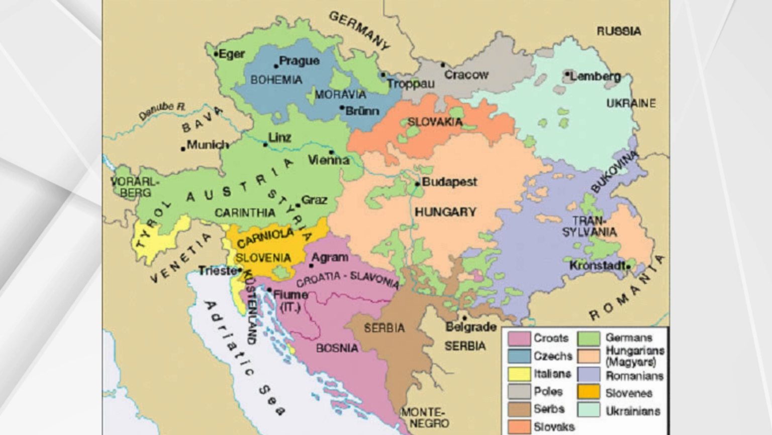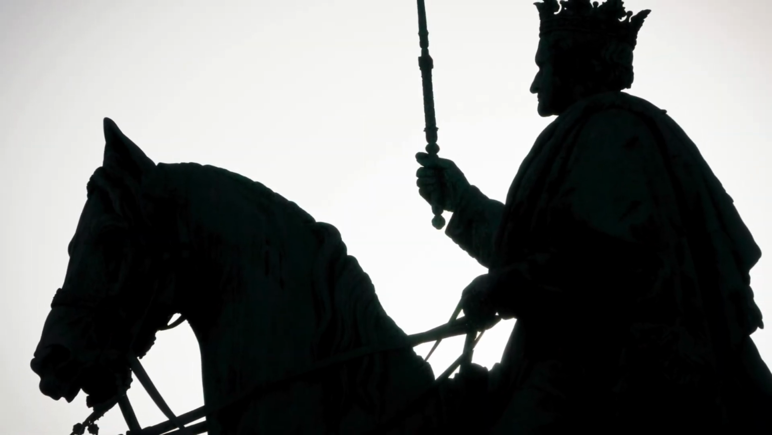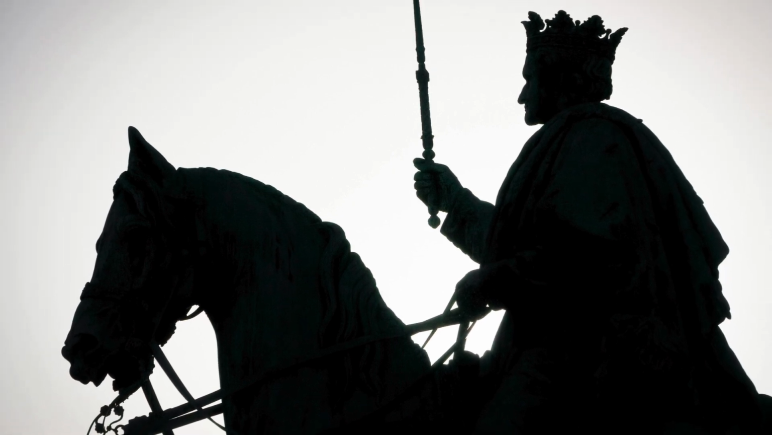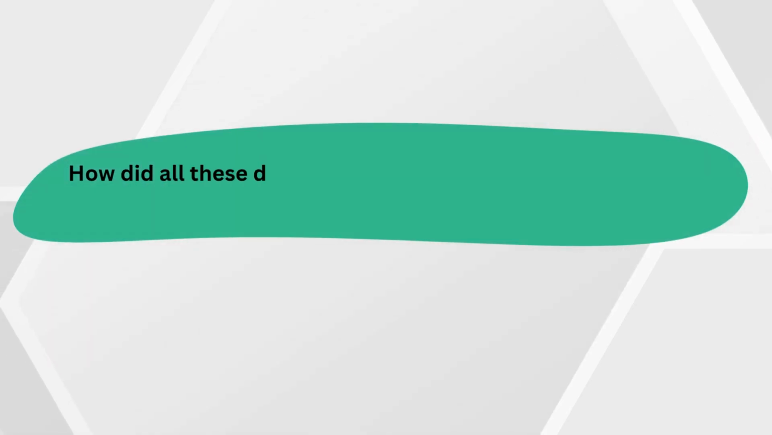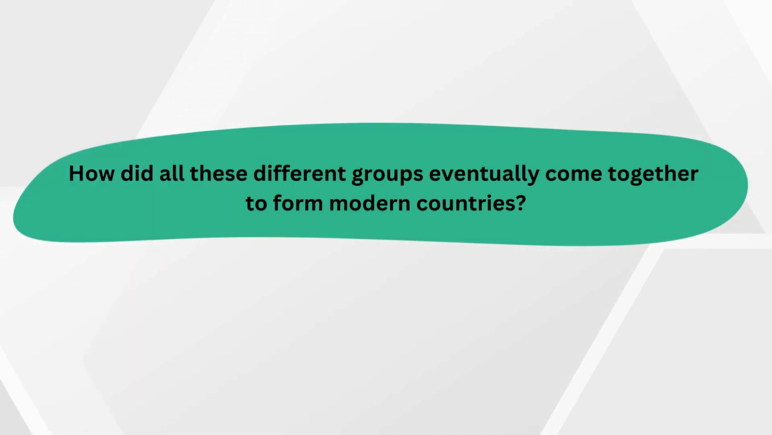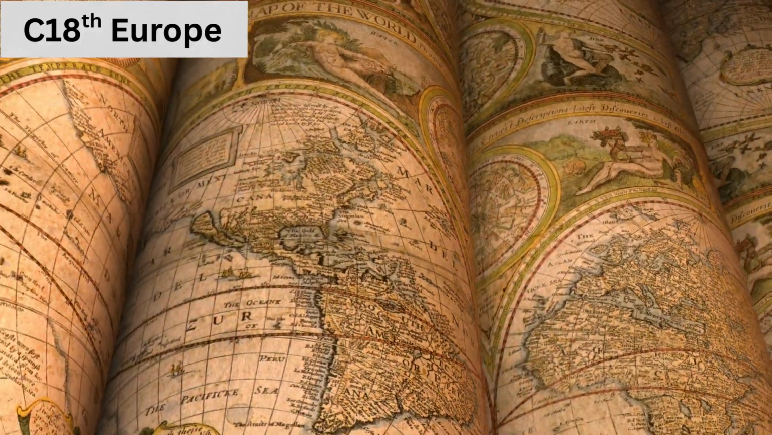So what held them all together? Just one thing. They all followed the same emperor. But that wasn't enough to create a strong feeling of unity. So here's the big question. How did all these different groups eventually come together to form modern countries? Let's rewind a bit and step into the 18th century Europe.